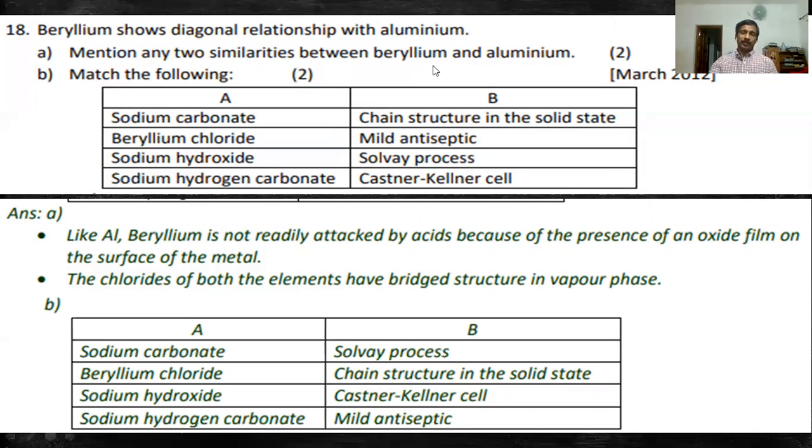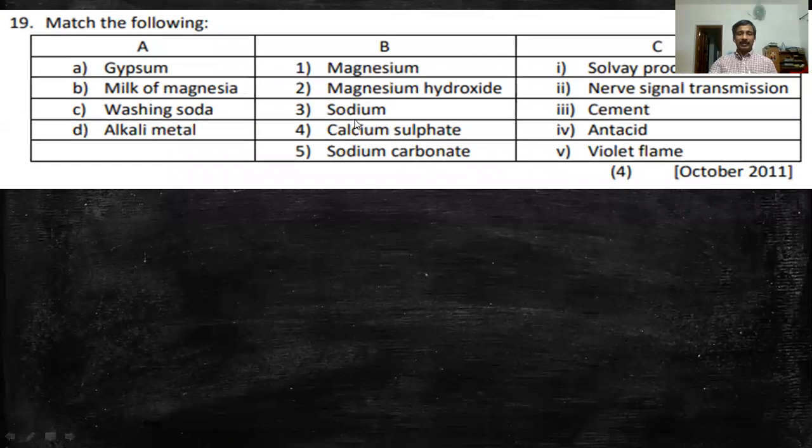Then match the following. Sodium carbonate, Solvay process. Beryllium chloride, chain-like structure in solid state. Sodium hydroxide, Castner-Kellner cell. Sodium hydroxide is prepared in the Castner-Kellner cell. Sodium hydrogen carbonate, mild antiseptic, sodium bicarbonate. There are 3 columns. You have to match the 3 columns.